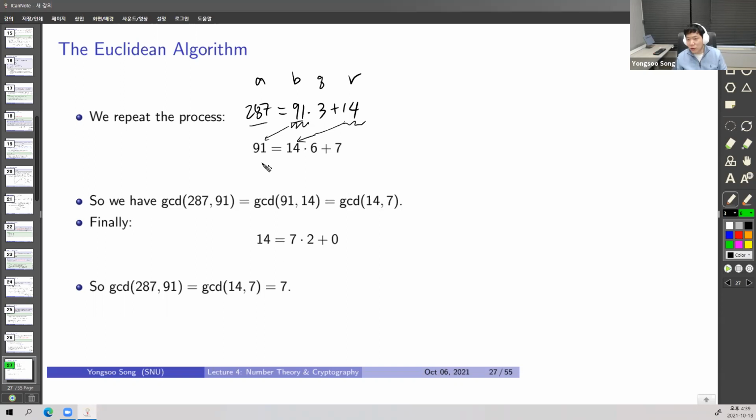And if we use the previous lemma again, then the GCD of 91 and 14 is equal to the GCD of 14 and remainder 7. So we repeat this process. And finally, it is easy to check that 14 is a multiple of 7. There's no remainder. So the GCD of 14 and 7 is exactly 7. So after this chain of GCDs, we obtain this final GCD 7. This is the Euclidean algorithm.